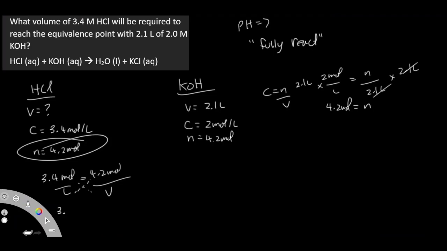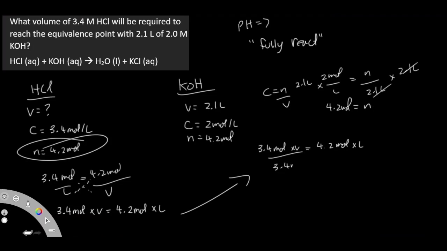So you just get your 3.4 moles multiplied by your volume is equal to this times this. So you get 4.2 moles times the liters. Let's just bring this up here. So we can pretty much tell that if we want our volume here to be alone, we got to divide this by 3.4 moles. Obviously these cancel. If you do it on the left side, you got to do it on the right side.